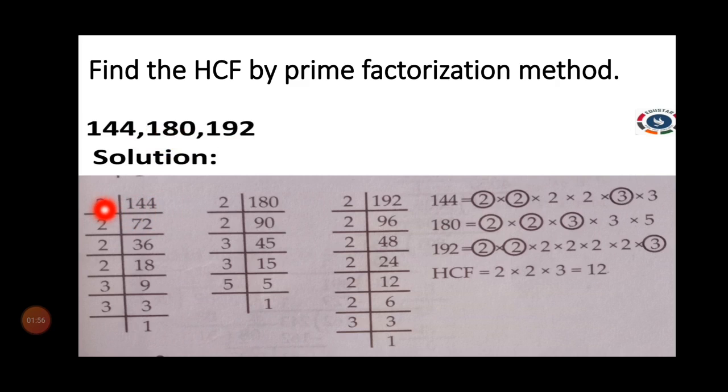So write 144, that is an even number. So use the even prime number 2 to divide the values. Write the 2 outside. Then how many times does 2 go into 144? 72 times. So 72 is an even number. Even number means use 2 outside again. How many times does 2 go into 72? 36. So 36 is also an even number, again use 2 to divide the values. How many times does 2 go into 36? 18 times, that you write down.